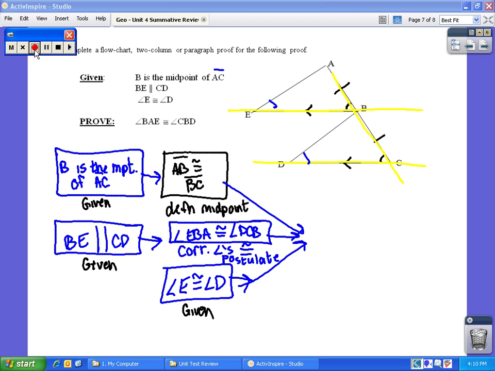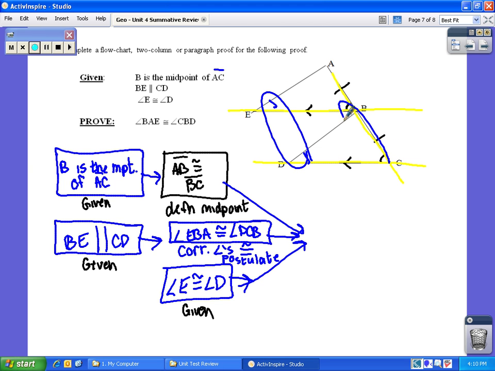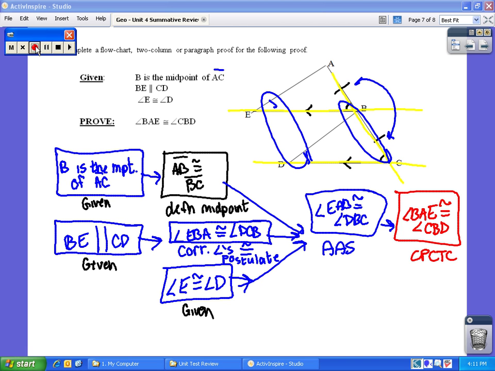When I label my final piece of information, that angle E is congruent to angle D, you'll notice that these two triangles are congruent by angle, angle, side. And then our final conclusion is that BAE is indeed congruent to CBD because corresponding parts of congruent triangles are congruent.